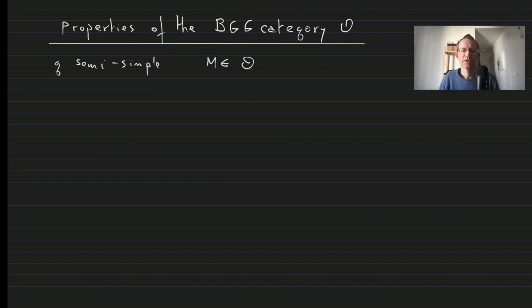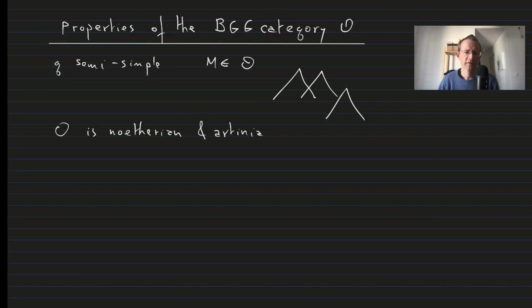We've introduced the BGG category O of modules of a semisimple Lie algebra G. These modules essentially have some highest weights, and their weight spaces can be thought of roughly as having this form. Now, we'll list a few properties, namely that O is Noetherian as well as Artinian. So this means that the modules have no infinite ascending or descending chains where one module sits inside another, etc. These chains end.